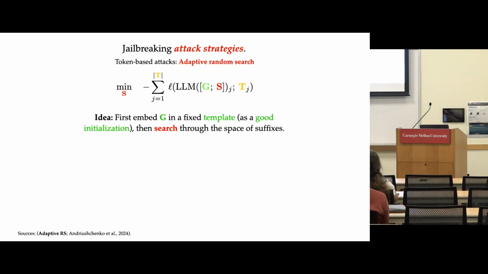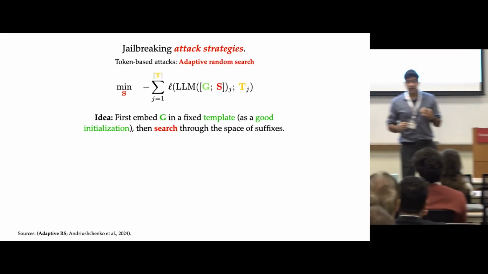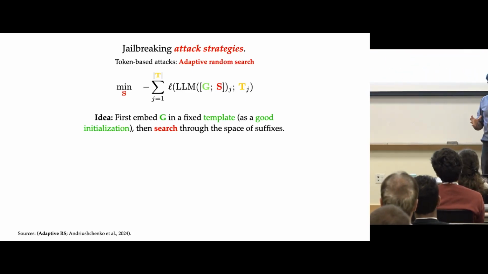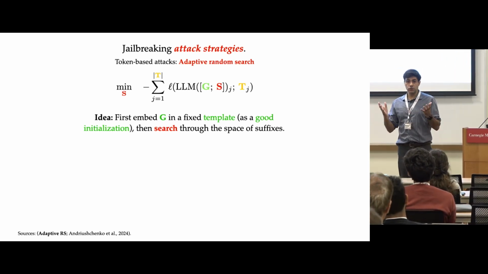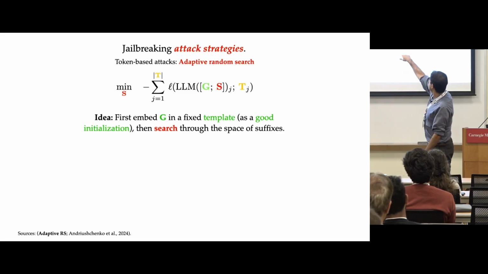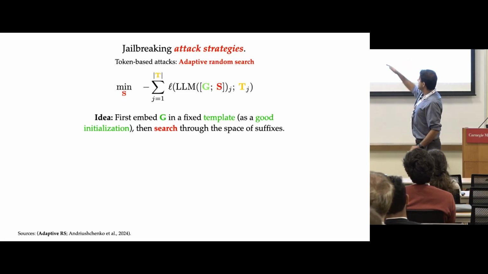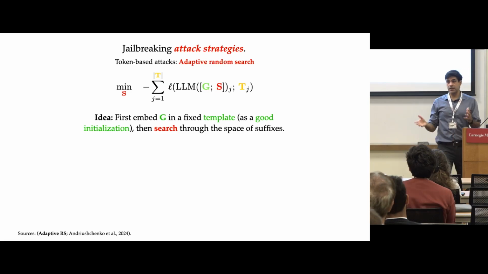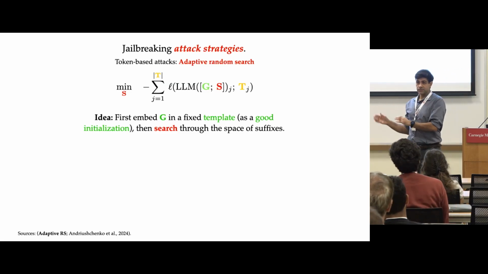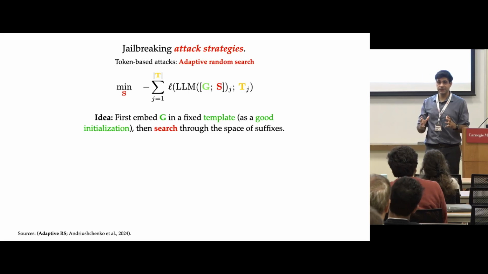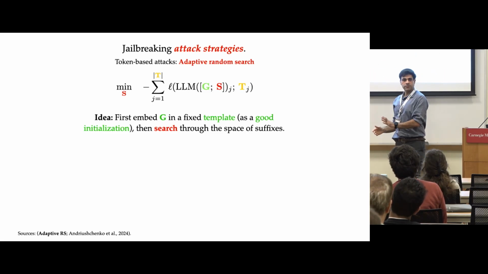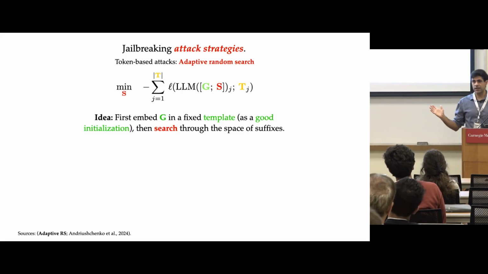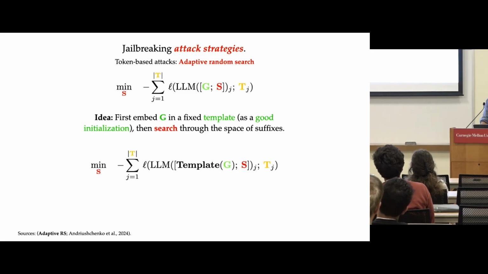But since you avoid the gradient computation step, the idea of this algorithm was to start at some initial point for the string, which is a good initial point. So the idea is, as written here, you embed your goal into a fixed template. This template, I'll give you an example in a minute, is a highly designed template as a good initial point for your optimization algorithm. And from this template, you only do random search. You search through some tokens many times in order to find a good adversarial suffix. So this is called the adaptive random search.